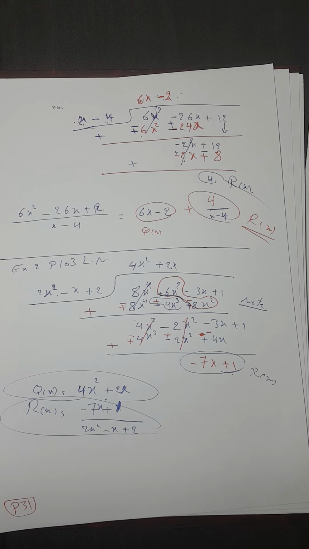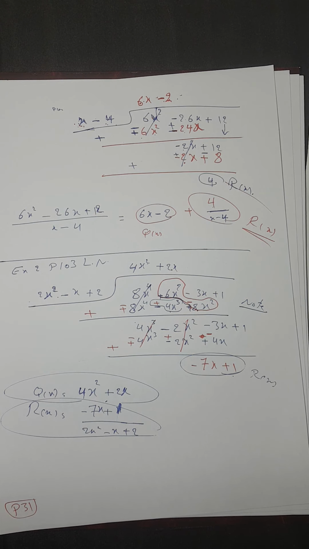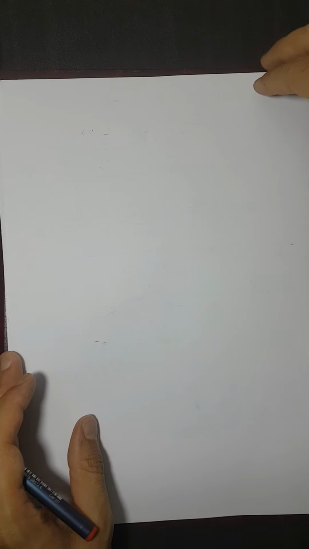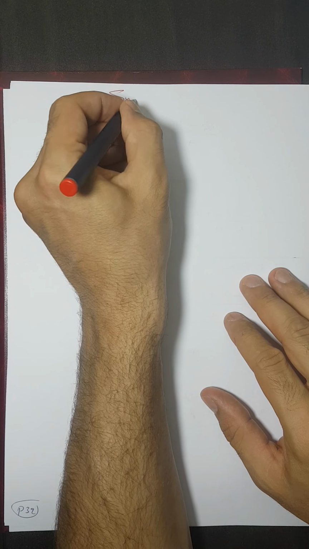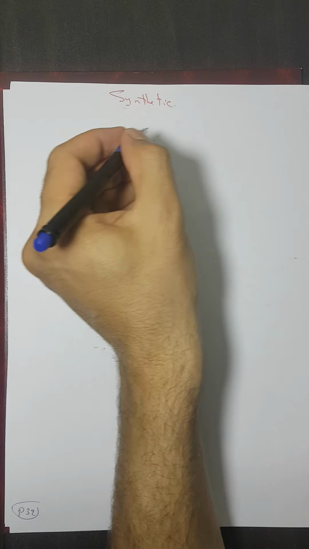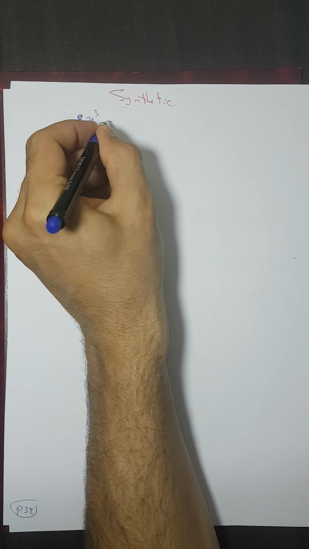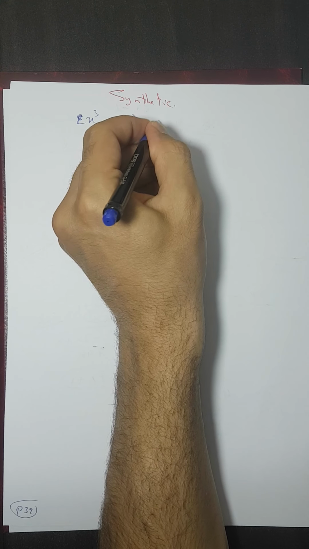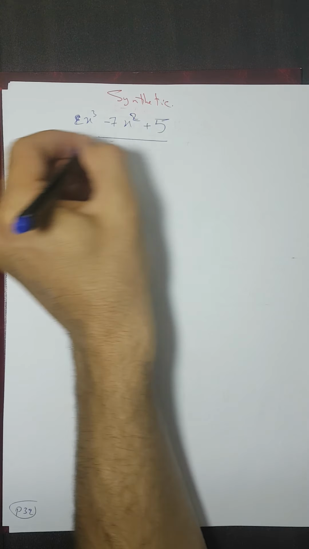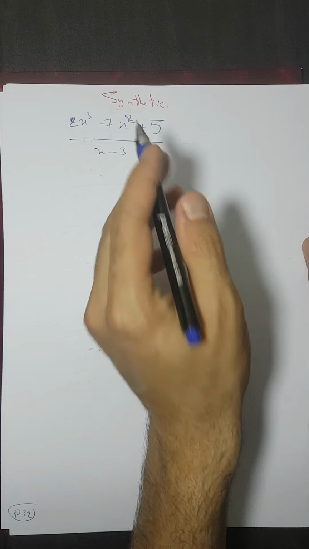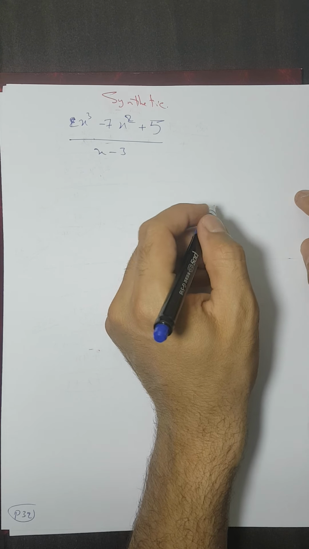Now there's synthetic division. If we have a factor, we can use the synthetic division. Now we are going to page 32 and dealing with the new way for the division. In case you have, for example, p of x, 2x cubed minus 7x squared plus 5, divided by x minus 3, how do we use this synthetic method?